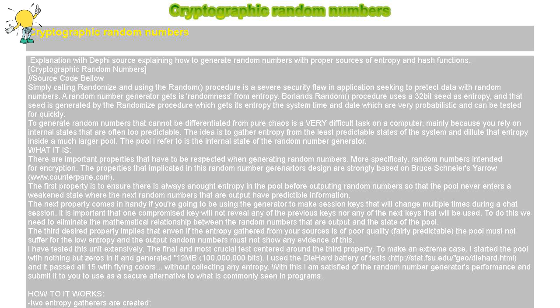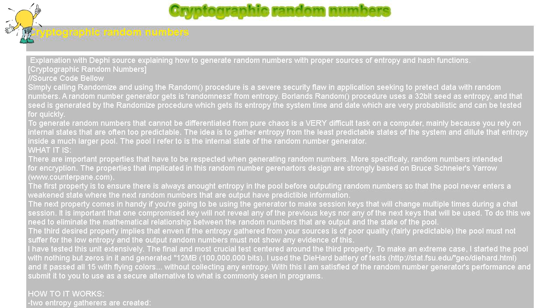The idea is to gather entropy from the least predictable states of the system and dilute that entropy inside a much larger pool. The pool I refer to is the internal state of the random number generator. There are important properties that have to be respected when generating random numbers, more specifically, random numbers intended for encryption.